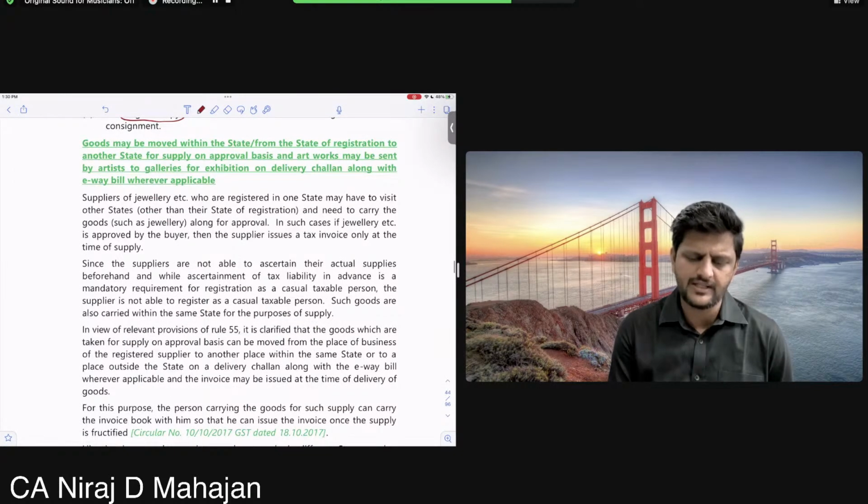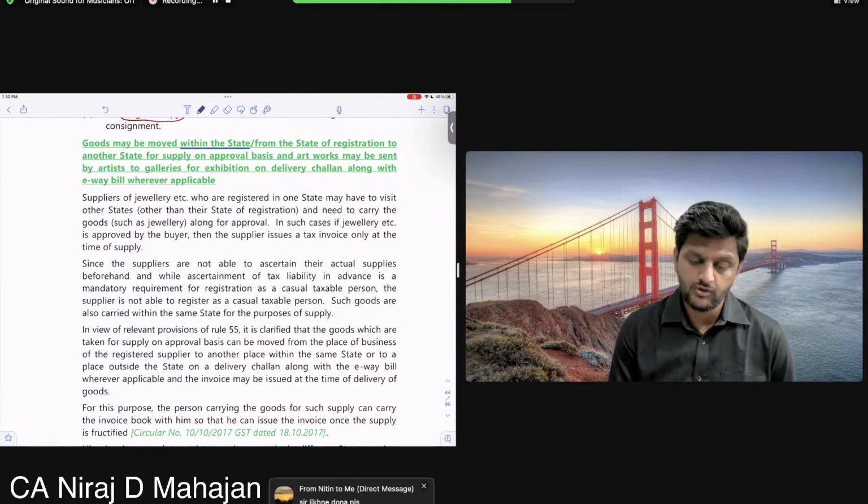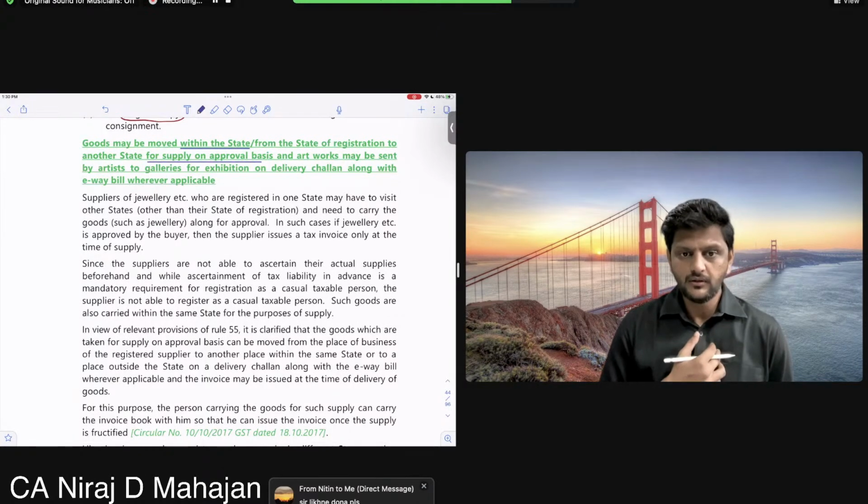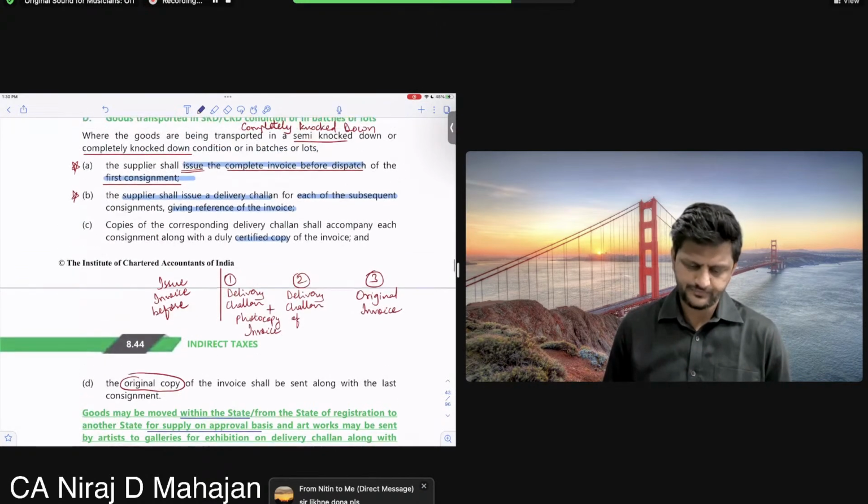Goods may be moved within the state, from the state of registration to another state also. So interstate, for supply on approval basis. Write down, chalo.